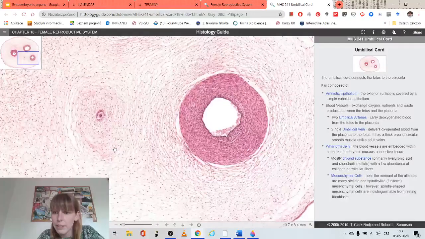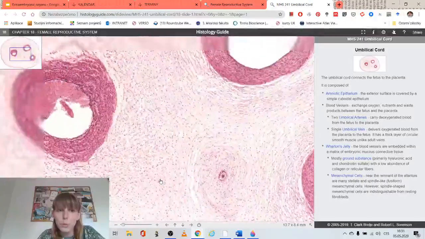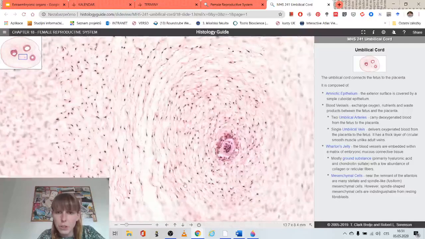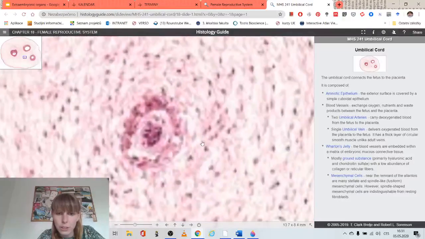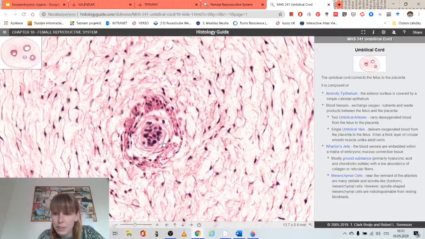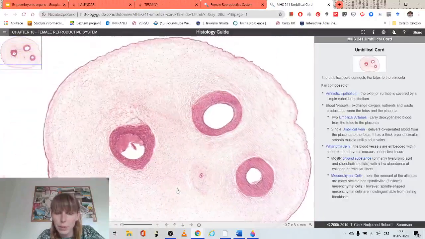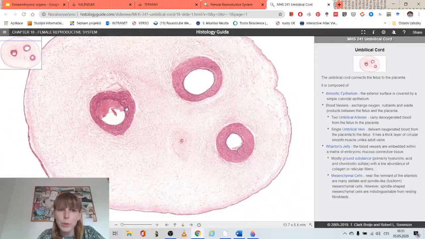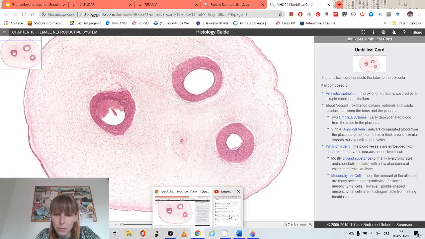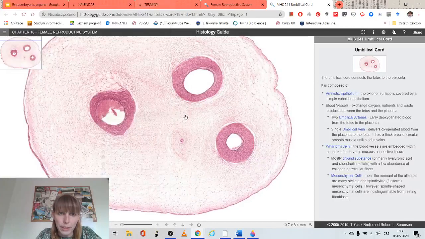And there is one more structure here, which is the allantoic duct, but it's not necessary for you to know anything about it right now. So you should be able to identify the blood vessels, to find Wharton's jelly, which is very easy, and to see the amniotic epithelium. So I think for umbilical cord that should be enough.